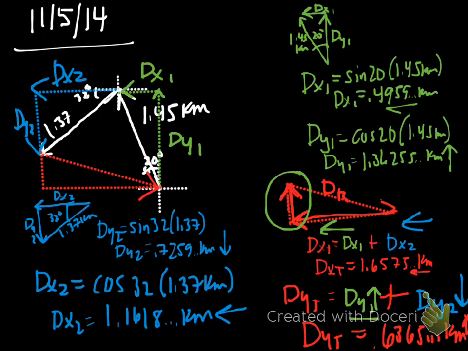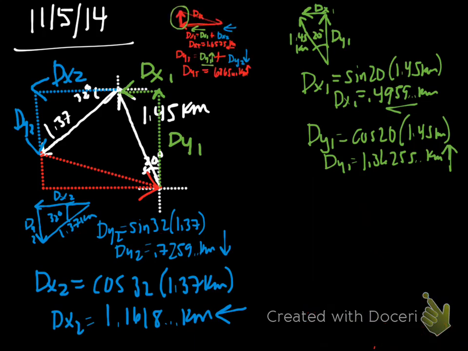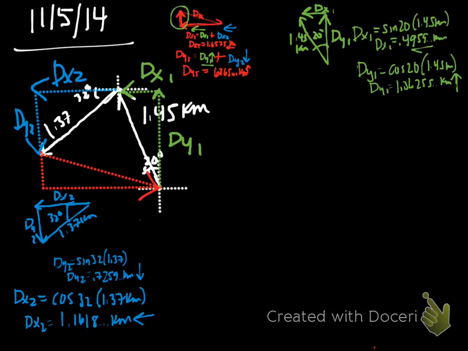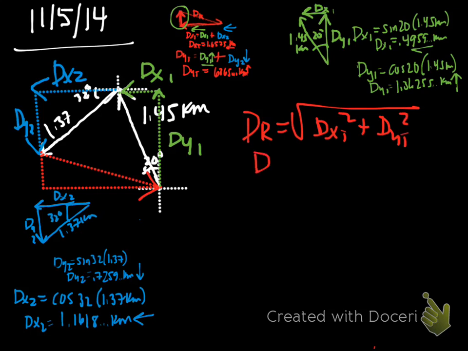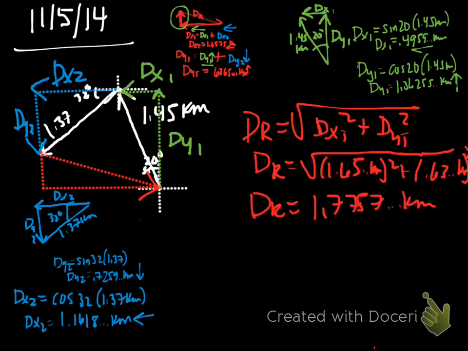Okay, we're going to have to shrink a bunch of stuff to get into our next set of calculations. Okay, so we just micro shrunk our dx d1. Okay, so now to the real work. The resultant displacement is the square root of dx total squared plus dy total squared. We've got our resultant displacement magnitude is 1.7757, etc., kilometers.